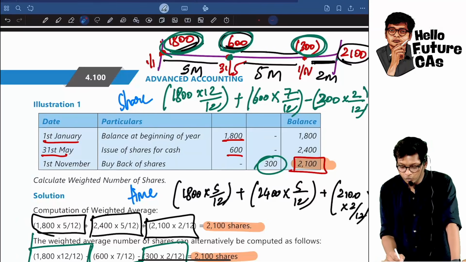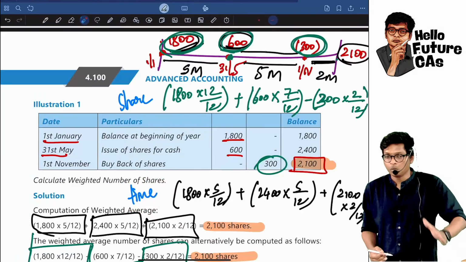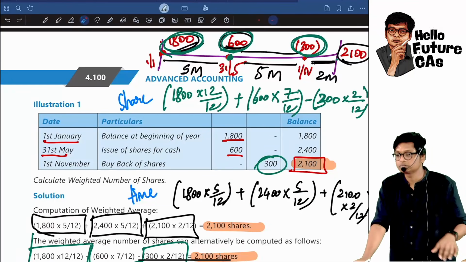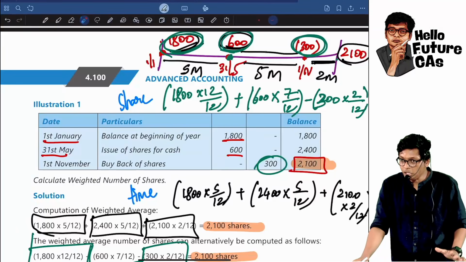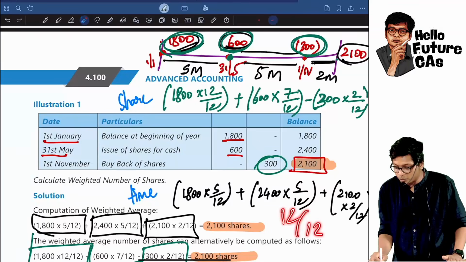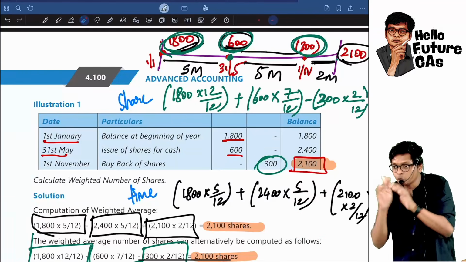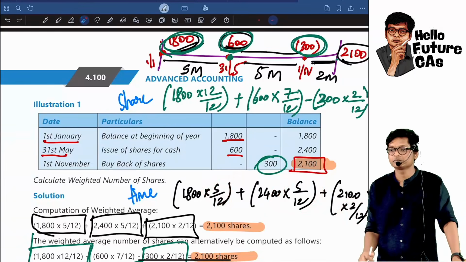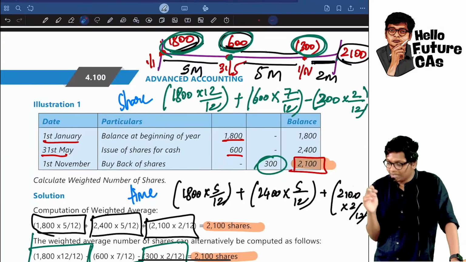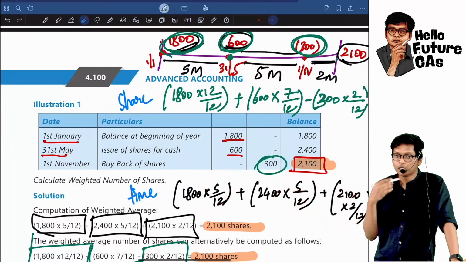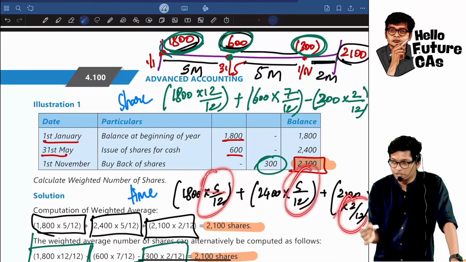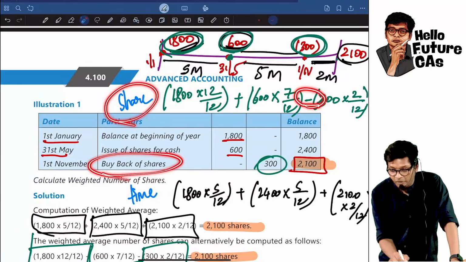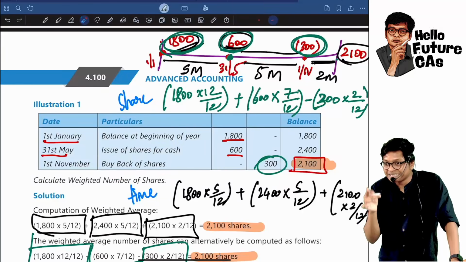But if you do time basis, you have one advantage. Whatever happens in time basis, negative will never come, because you are adding for time. And the total of the fractions will always be 12 by 12, because you are breaking 12 months into time periods: first 5 months, next 5 months, next 2 months. 5 by 12 plus 5 by 12 plus 2 by 12 is how much? 12 by 12. But in share basis, negative will come not just for buyback. Whenever the number of shares decreases, negative will come.